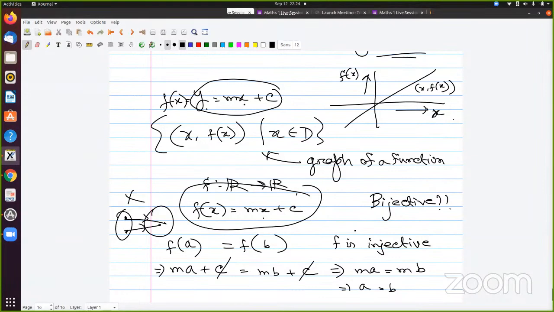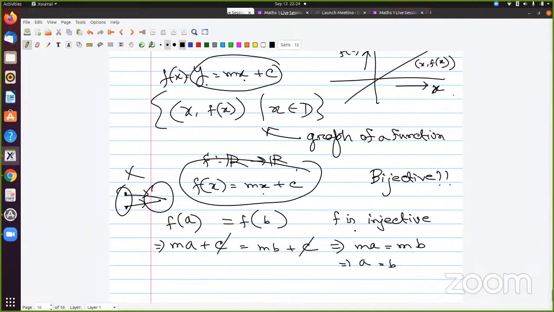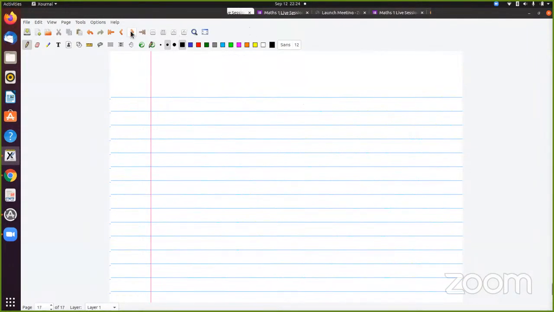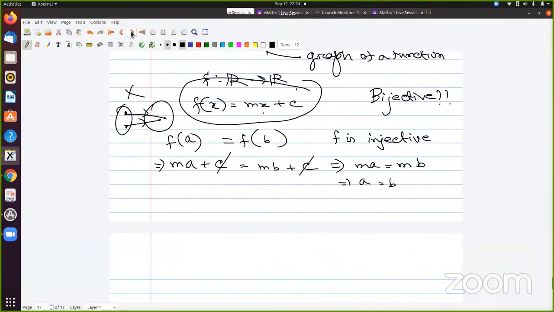Correct? Now what about surjectivity? Surjectivity means what is the range? First tell me what is the range of the function. Can I get any real number as an output? So take any real number A. Can I get A as an output? Yes, sir. How? What should be my input?